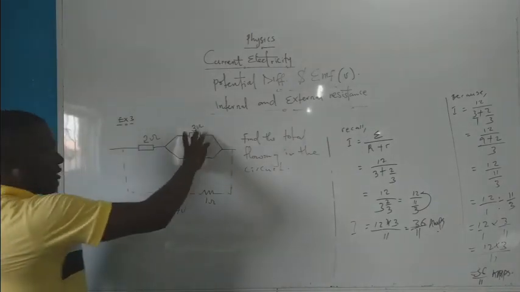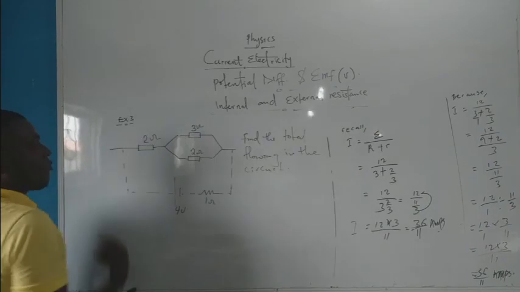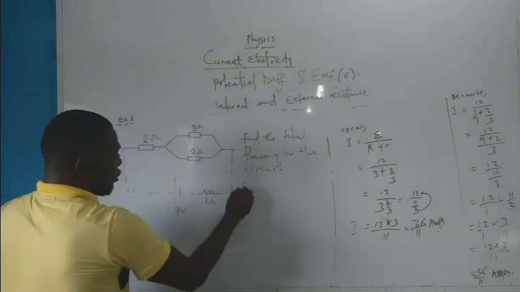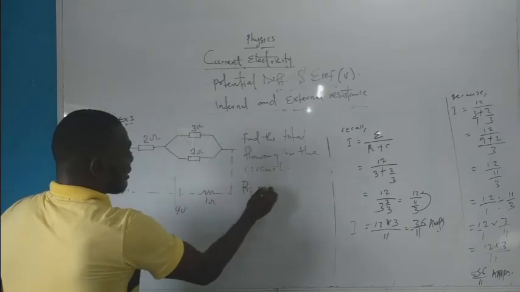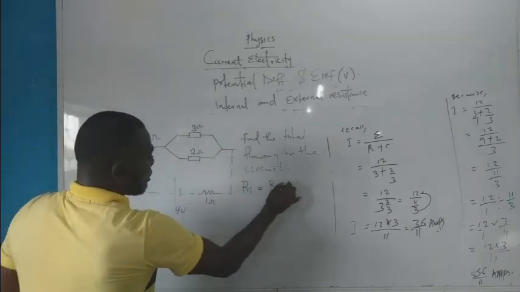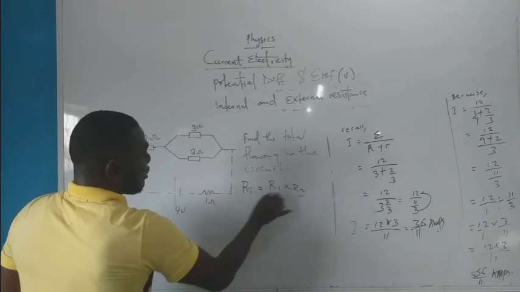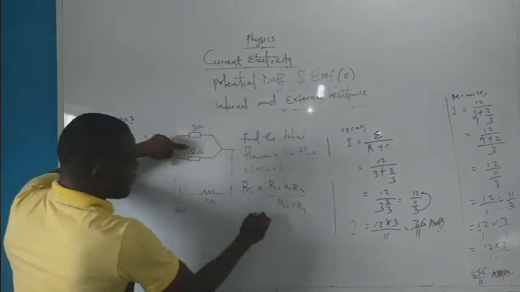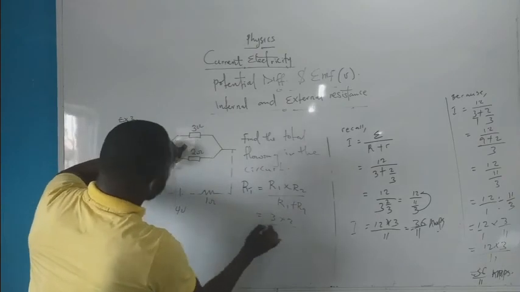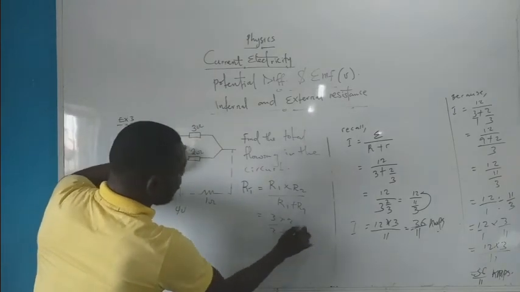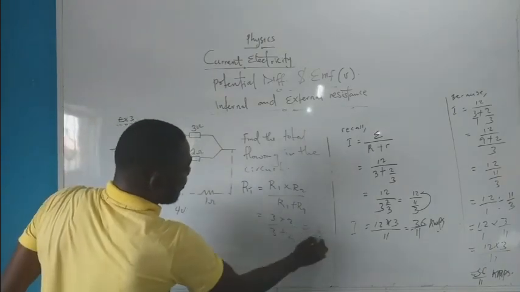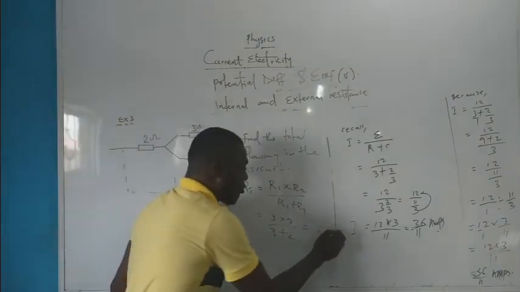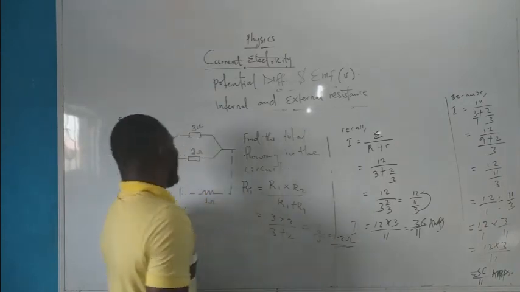What you just do is find the parallel combination. When two resistors are arranged in parallel, this will be R1 times R2 over R1 plus R2. That will be 3 times 2 over 3 plus 2, and that gives 6 upon 5, which is 1.2 ohms.